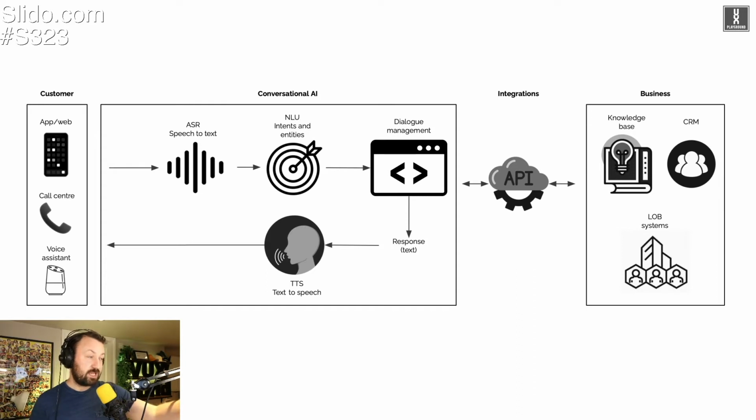So on the left-hand side, you've got your devices, right? A conversational AI can exist in a whole manner of different devices. It can exist in apps with voice or chat. It can exist on websites with voice or chat. It can exist in call centers, so that when you make a phone call, there's a bot there that answers the call. It can exist on devices like voice assistants.